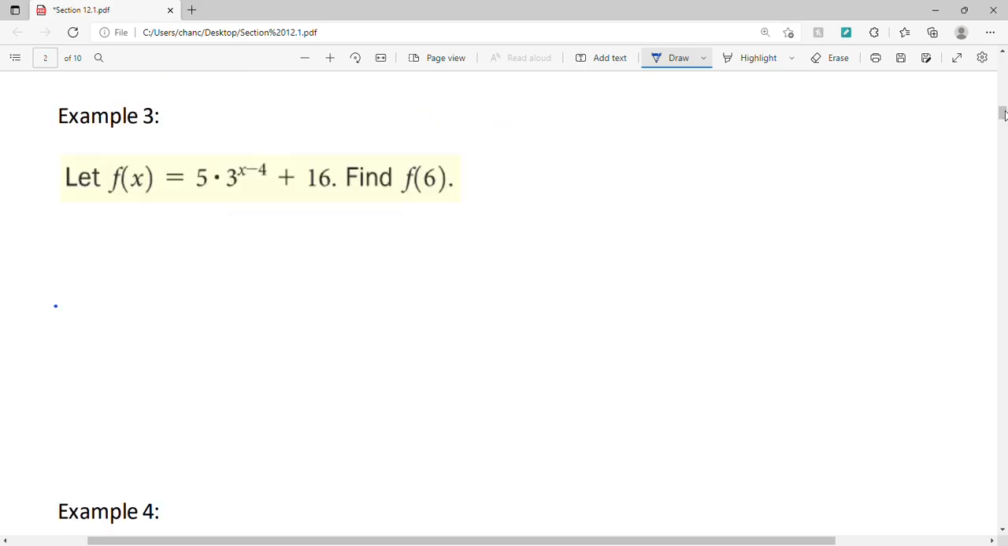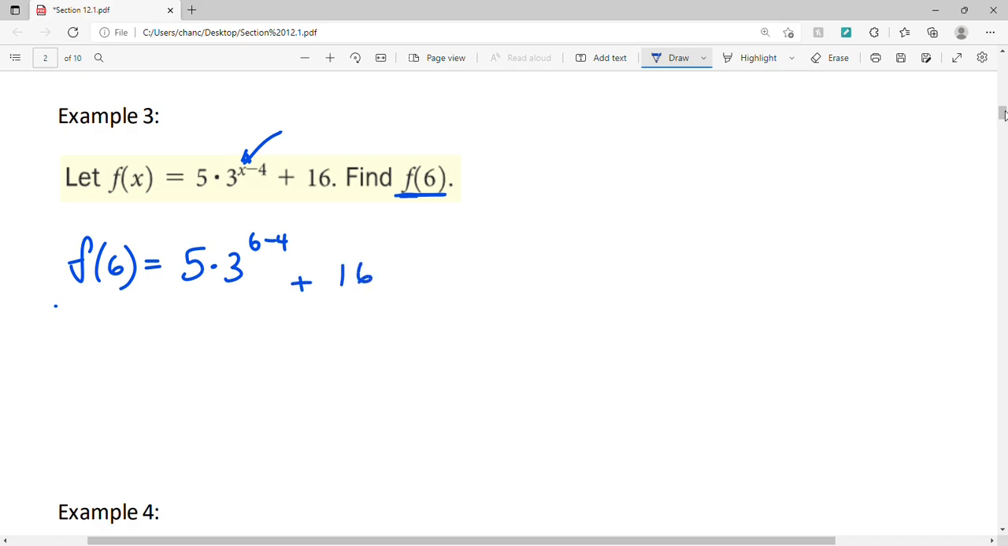Example 3, let f of x be equal to 5 times 3 raised to the x minus 4 plus 16. Let's find f of 6. The first step is to write f of 6, and then we could do the substitution. We'll substitute the x with a 6. This is 5 times 3 raised to the 6 minus 4 plus 16.